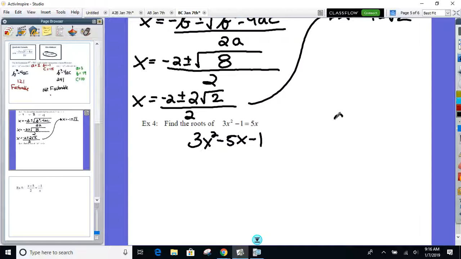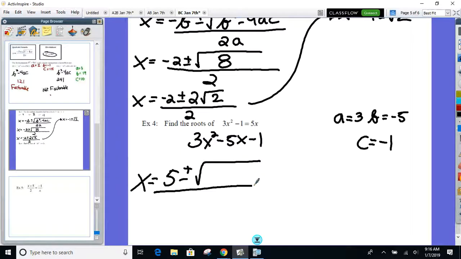What's your A value? 3. B value? And C value? All right, here we go. Let's get it using the quadratic formula. When you plug in that -5 for negative b, it'll become what? 5 plus or minus. I don't care what's underneath, the calculator will tell me. What's in the denominator now? 2 times 3, which would be 6.